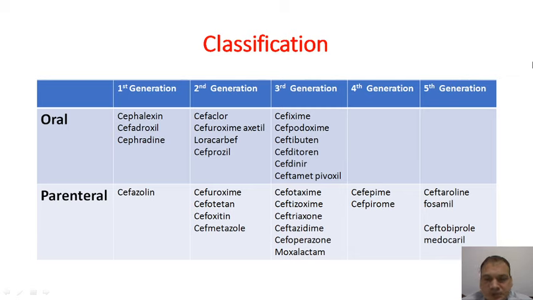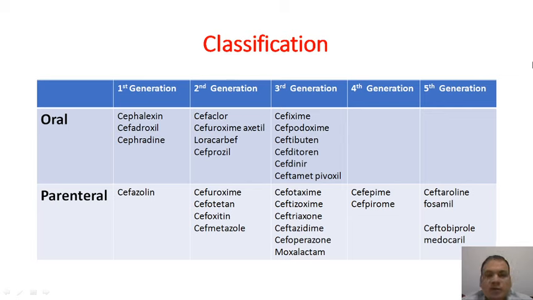Now fourth generation, as I told you, their antibacterial spectrum is more or less the same as our third generation. So there is no oral category among the fourth generation. We have only the parenteral category amongst the fourth generation. And in the parenteral category, we have cefepime and cefpirome. Okay.